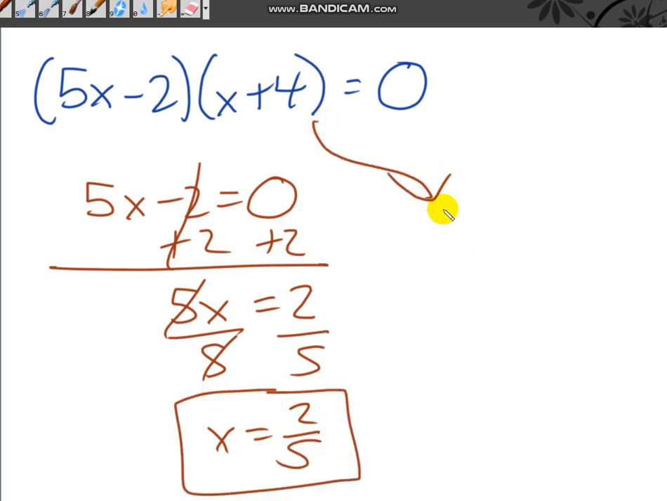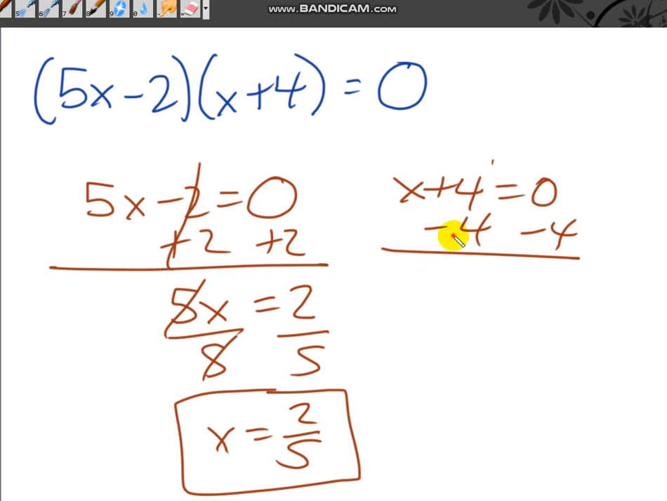Next, we take this expression, x + 4 = 0. Subtract 4 from both sides, it cancels out. We get x = -4. That is our other zero of this function. That is how you would do this.